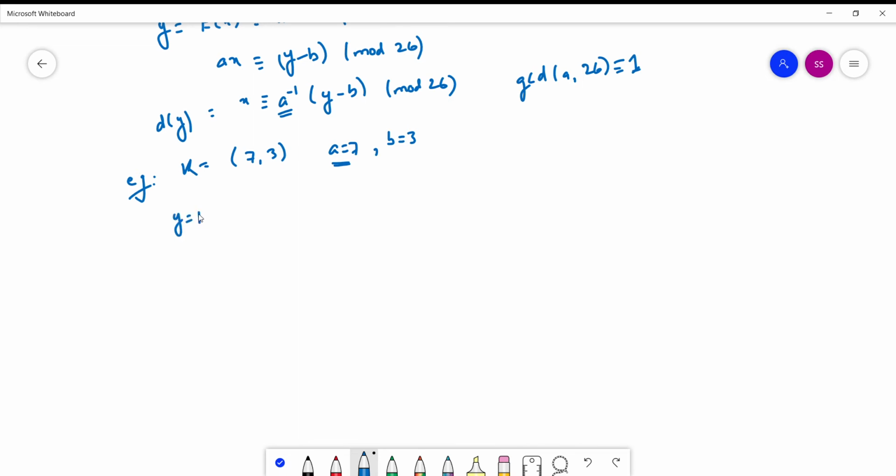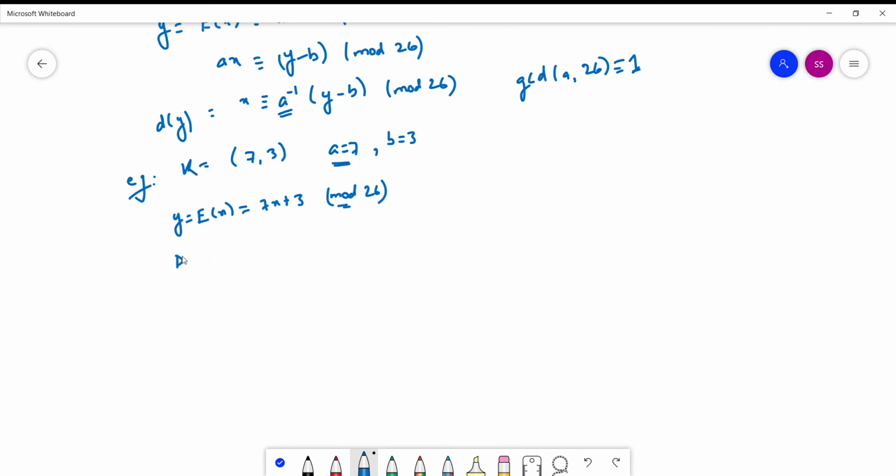So y is equal to E of x is equal to ax plus b, right? x is my plain text. I am not using that plain text, we will use that later. a is 7, so 7x plus b, where b is 3 here, right? Mod 26, right? This is my y.